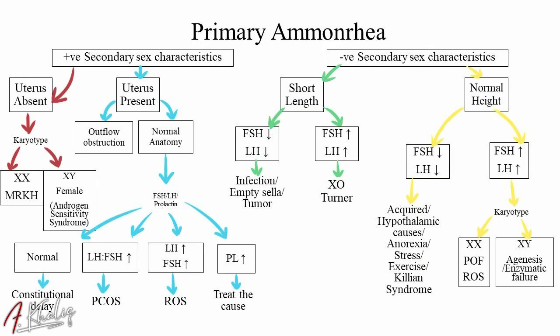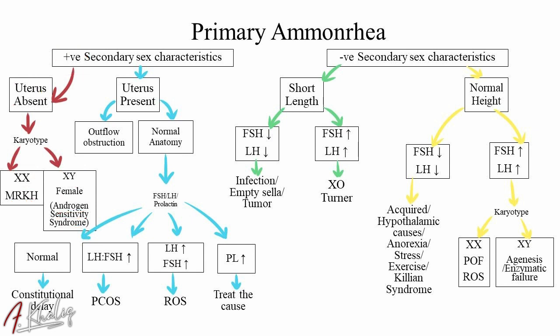Now here's a flowchart for the investigation of primary amenorrhea. The first thing you're going to see is the secondary sex characteristics. Now, they are either positive or negative. Suppose you get positive secondary sex characteristics, then you're going to see if the uterus is present or not. If the uterus is not present and the karyotype is XX, it is MRKH syndrome. If the karyotype is XY without uterus, this is just a female with androgen insensitivity syndrome.